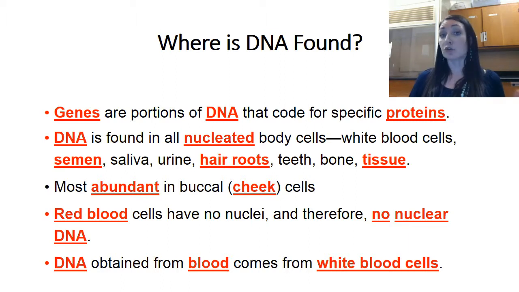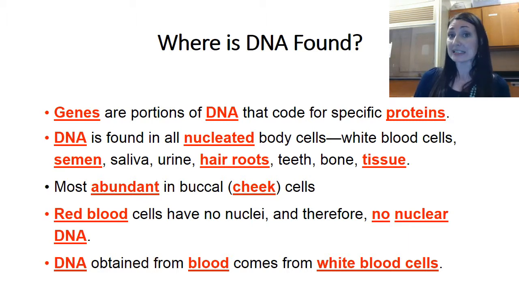DNA is found in all nucleated body cells, so white blood cells, semen, saliva, urine, hair roots, teeth, bone, tissue, but it is most abundant in buccal cells or cheek cells. So whenever we want to take a DNA sample from a suspect or a victim, we're typically going to want to do a cheek swab. So we'll rub the inside of a cheek with a sterile cotton swab. As we said before, red blood cells have no nuclei, and therefore they don't have any nuclear DNA.